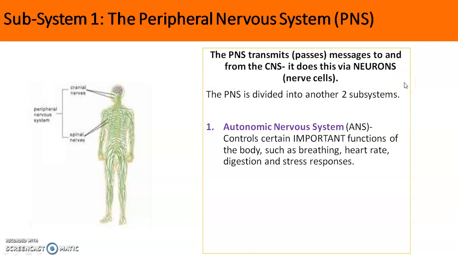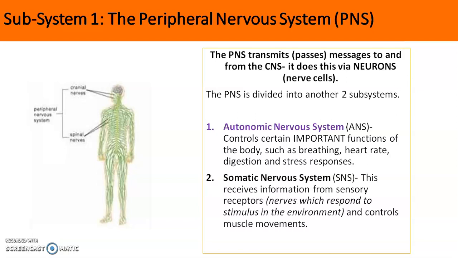The peripheral nervous system again passes messages to and from the CNS. So as I said, it's further subdivided into two subsystems, so the autonomic nervous system. And one way in which you should remember the autonomic nervous system is that it sort of sounds like automatic. So this means that it will control automatic processes and functions in our body. This includes breathing, this includes our heart rate, our stress responses, etc. Okay? So if I'm breathing, I don't need to think about breathing, it happens to me automatically.